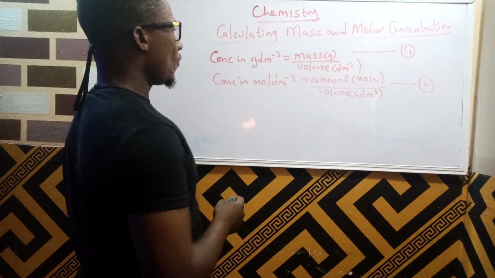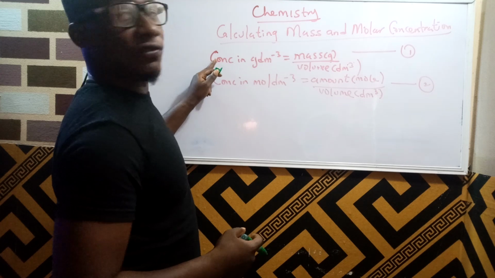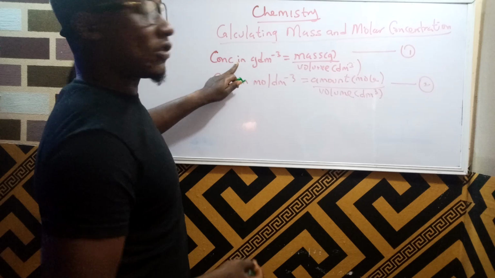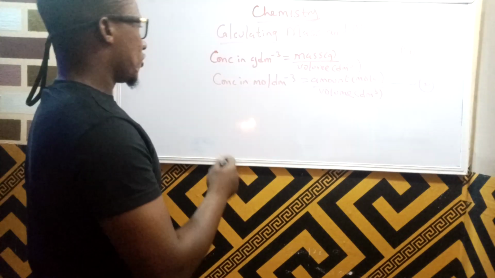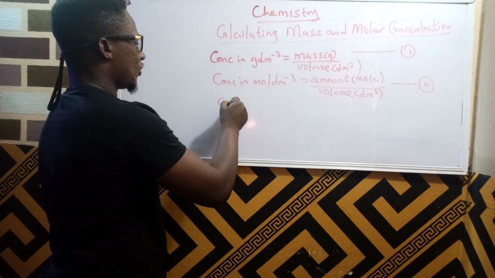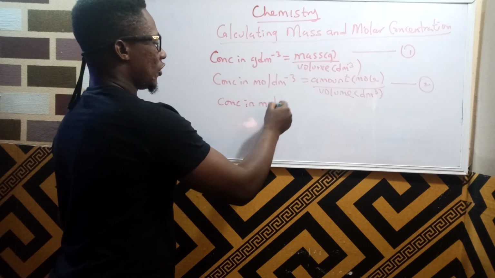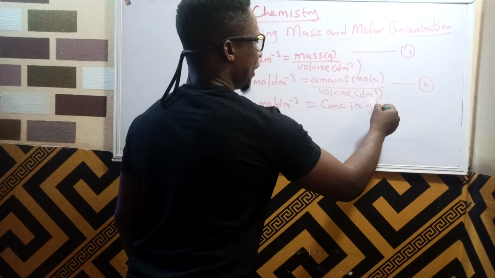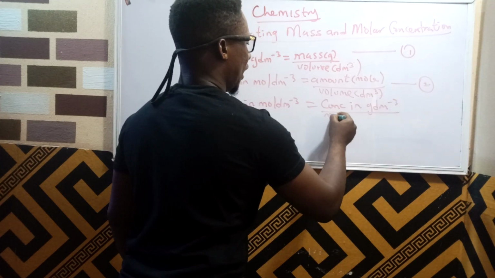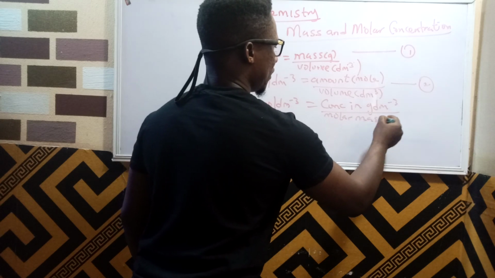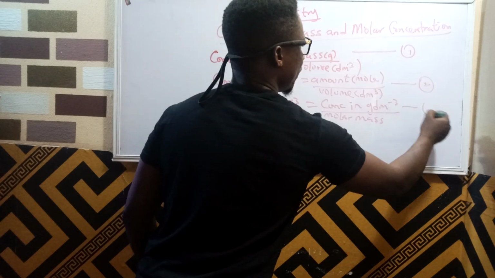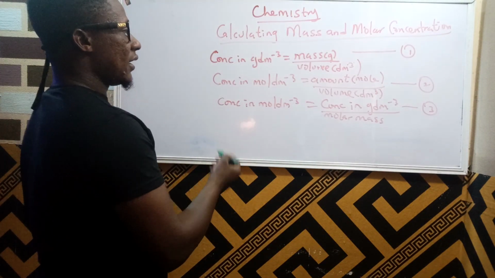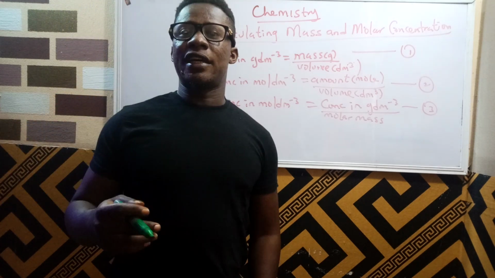Again, there's a formula that relates mass concentration and molar concentration. This is mass concentration, this is molar concentration. So you can say concentration in mole per dm cube is equal to concentration in gram per dm cube over molar mass. Call this one equation 3.